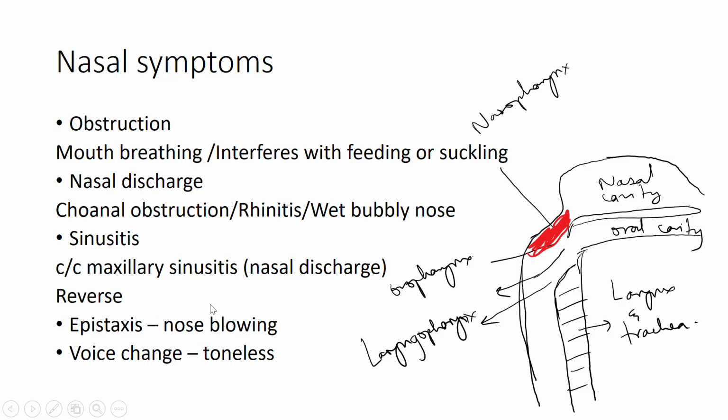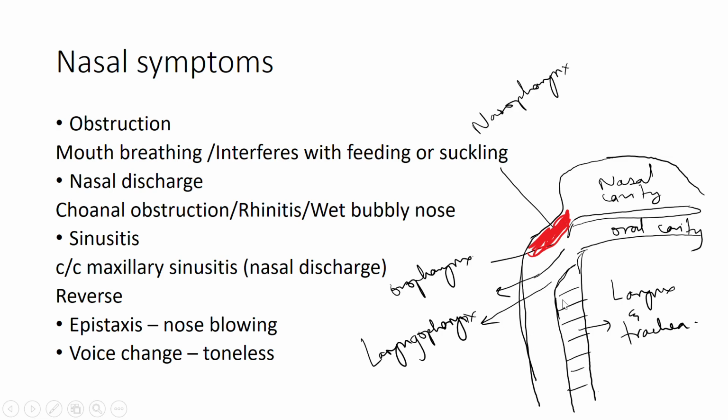Another symptom is epistaxis. Now what happens if there's a block or obstruction here? Normally children start pulling their nose, or blowing the nose, and repeated blowing of the nose can lead to epistaxis. We know that there is an area called Little's area, and that is a very delicate region, and if there is any damage to that, it can cause epistaxis. Okay, so bleeding from the nose can also be seen, and a change of voice.